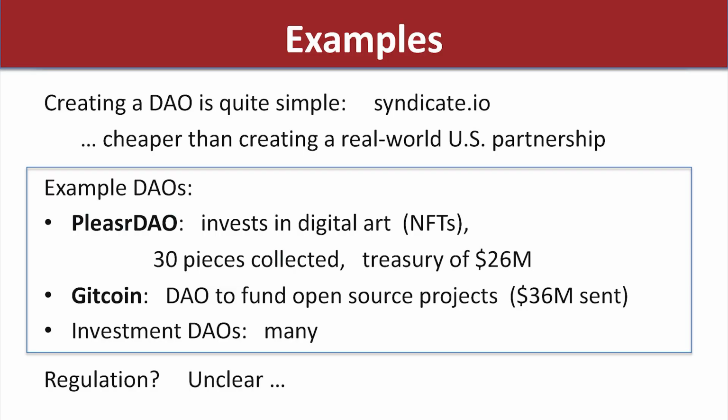So Pleaser DAO is an example of a DAO that invests in art. Its treasury right now is $26 million. Gitcoin is a DAO that supports open source projects. They already supported projects to the tune of $36 million, and like I said, there are many investment DAOs.